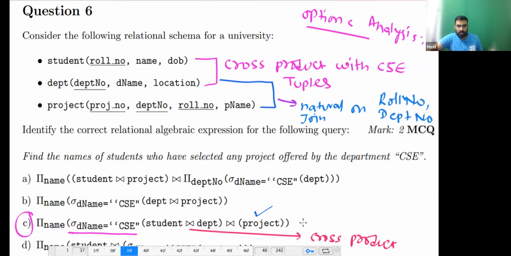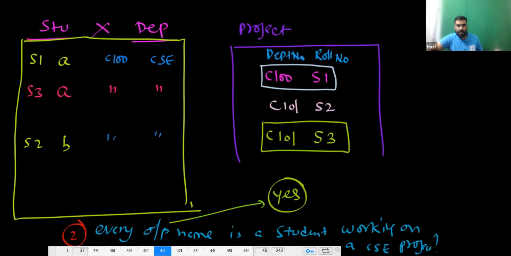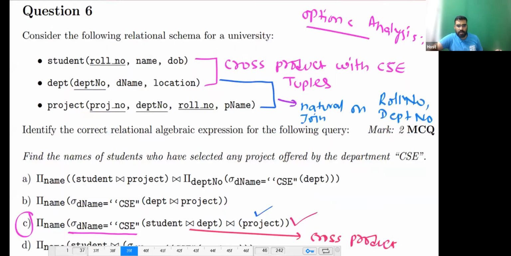So option C also will be the correct answer. Option C is also going to be the correct answer. Is this clear to everyone? Option C is also a correct query.